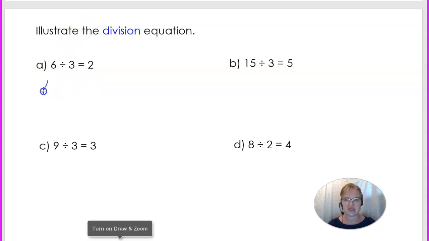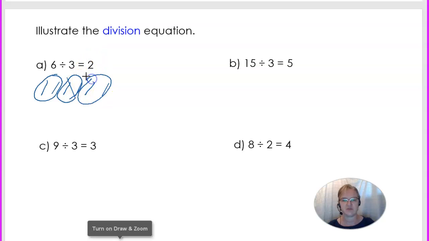So if we start out with 6 things, let's start with 6 sticks. 1, 2, 3, 4, 5, 6. And we want to divide them into 3 groups to have 2 in each group. So there's 1 group, 2 groups, and 3 groups. Just like that. Same thing with B.